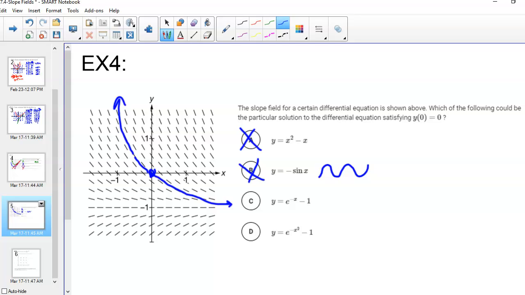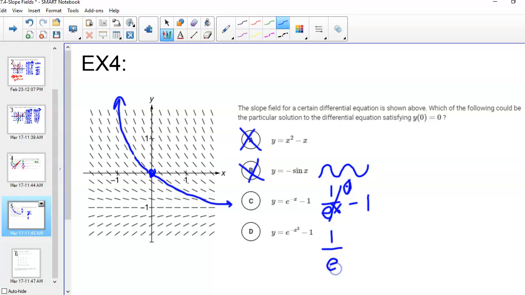It might be helpful here to think of this instead of e to the negative x minus 1. You could think of it as 1 over e to the x minus 1. And if you think about doing the limit as x approaches infinity here, as x gets bigger and bigger and bigger, this part would become 0. And so you would have a horizontal asymptote at -1. So that is a possibility. But for D, we also have the same thing.